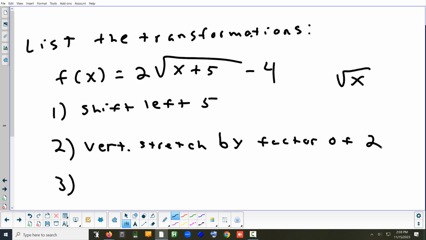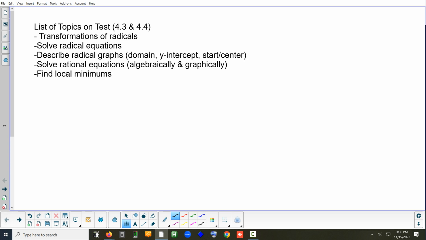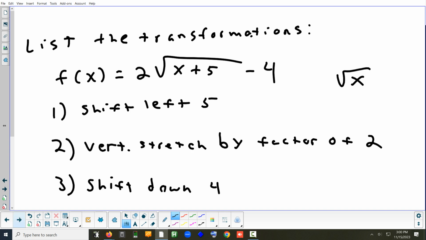And the last thing is going to be the minus 4. What's the minus 4 going to do? Shift down. And how many? Yep, so shift down 4. So when I ask about describing the transformations of radicals, that's pretty much what you have to do. Remember that when you describe the how much part, like left 5, by a factor of 2, down 4, the how much part is always a number. Okay? It's always a number.